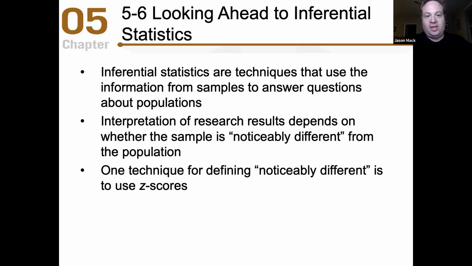Inferential statistics are techniques that use the information from samples to answer questions about populations. Interpretation of research results depends on whether the sample is noticeably different from the population. One technique for defining "noticeably different" is to use z-scores.